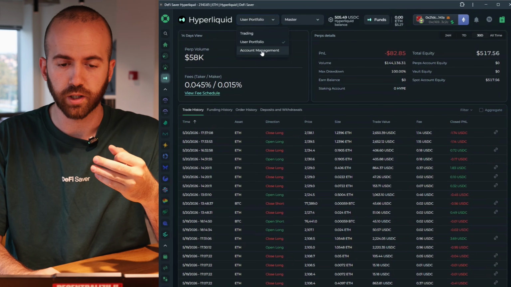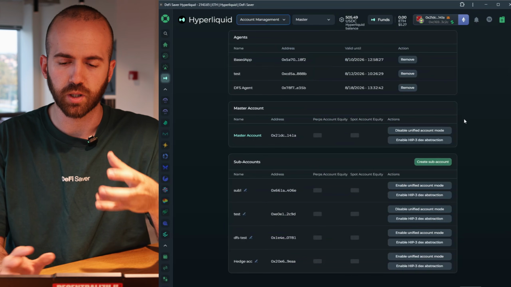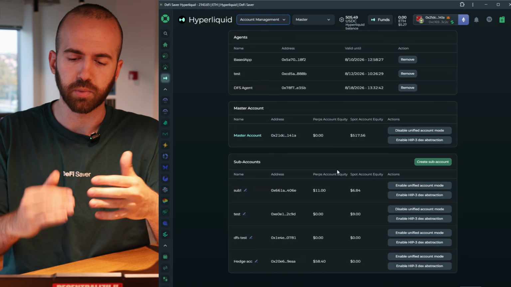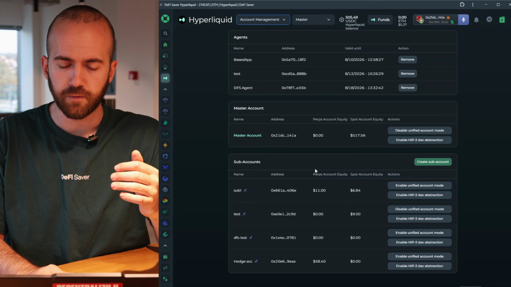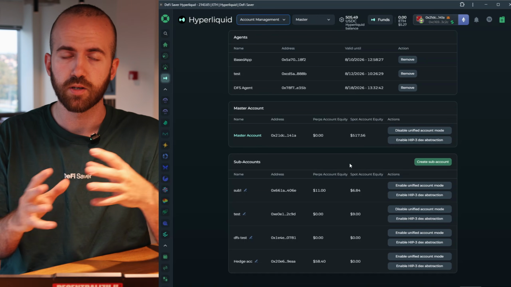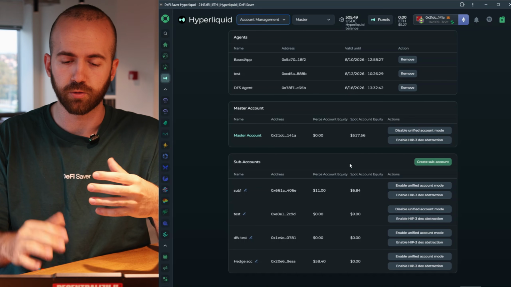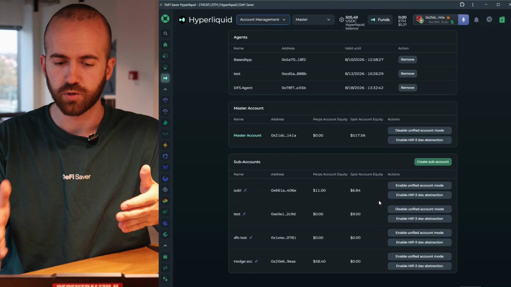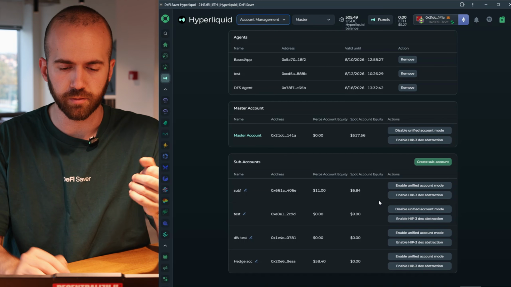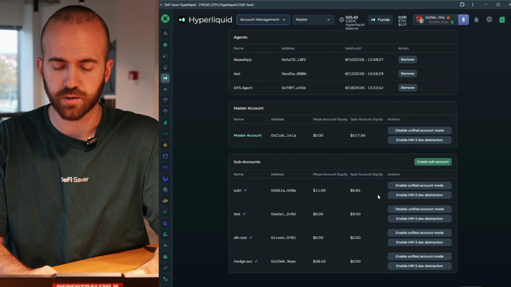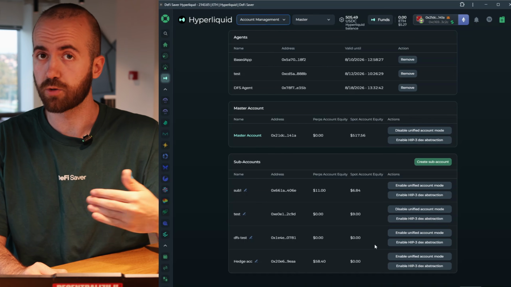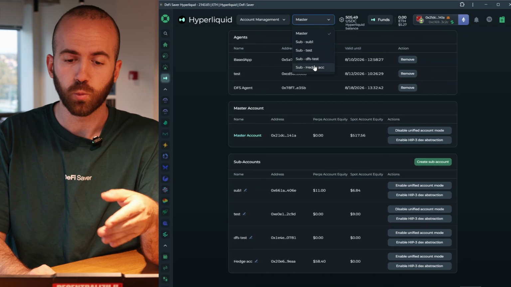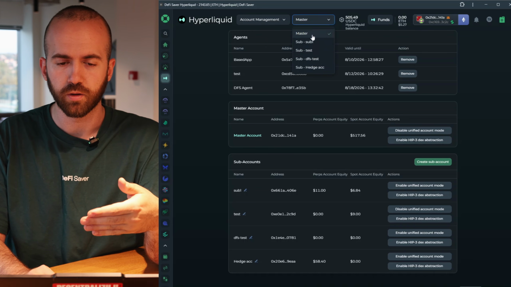We can then move on to account management, which essentially lets you do a couple of things. So you can enable the unified account mode or disable it. You can also make sub-accounts. So for example, if you want to do different strategies on different accounts, you can fund them from one main account and then simply deploy funds to that sub-account and use it from there. Thing I would mention is that this is going to be separate balances from one account to another.